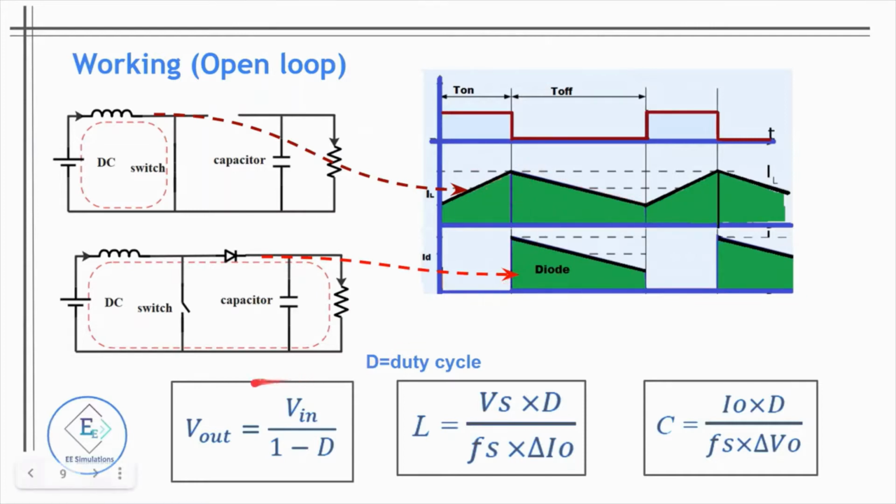So this is the basic formula: output voltage equals Vin by 1 minus D, where D is the duty cycle. This is the formula for the minimum inductor value L: Vs times D over Fs times delta I0, where Fs is the switching frequency and delta I0 is the ripple current. This is the formula for C, where delta V0 is the ripple voltage.